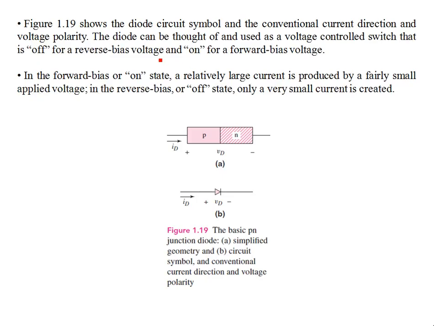Figure 1.19b is the diode symbol. The P-type region is shown by this triangular region, which is positive, and the negative is shown by the straight line. These two figures show the basic PN junction diode. Part A is a simplified geometry, and part B is the circuit symbol with the conventional current direction and the voltage polarity. ID is greater than 0 if the junction is forward biased. There is no ID for the reverse biased PN junction diode. So 1.19 shows the diode circuit symbol, the conventional current direction, and the voltage polarity.